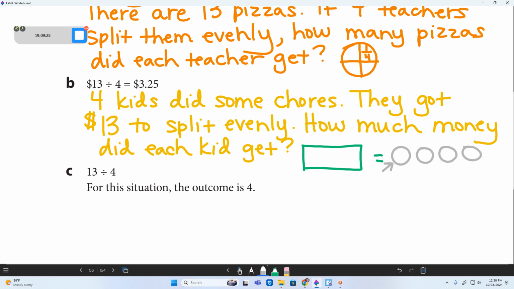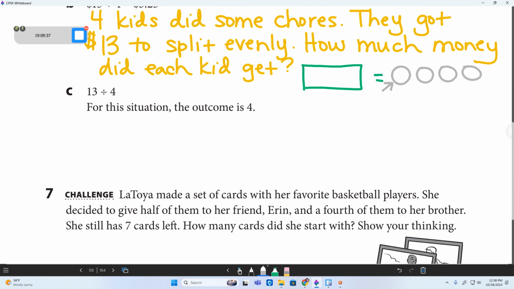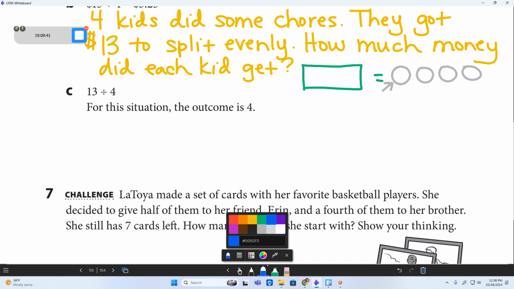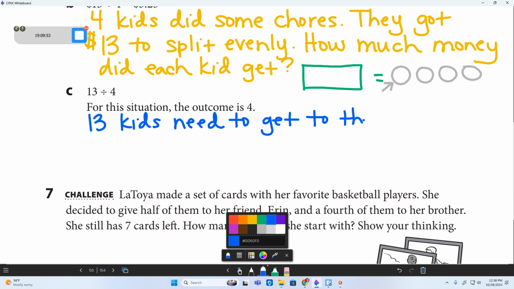Now it says for this situation, wait a minute, they want the answer to be 4? That means they're rounding the answer up. And I can think of a type of problem where you round the answer up. Okay, here we go. We're going to write 13 kids need to get to the big game.